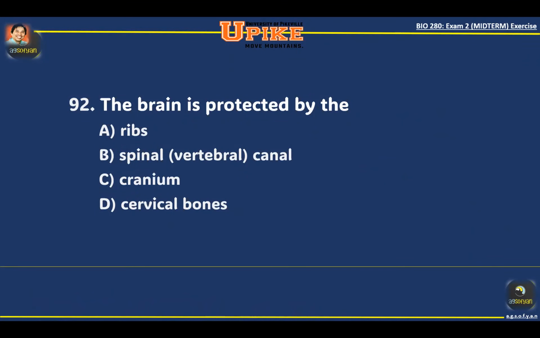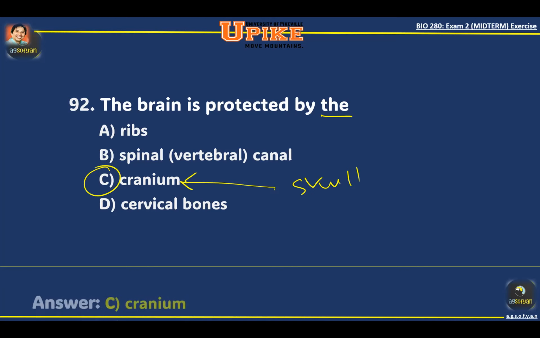The brain is protected by the, so which one protects the brain? Of course, it's going to be the skull, which is the cranium, right? The bones of the head are called the cranium. A special bone that protects the brain, part of the skull bone.